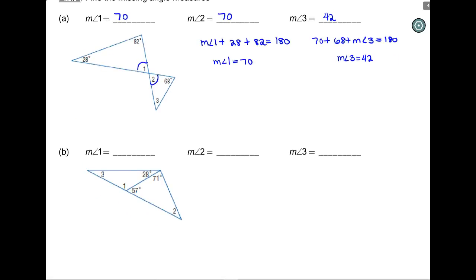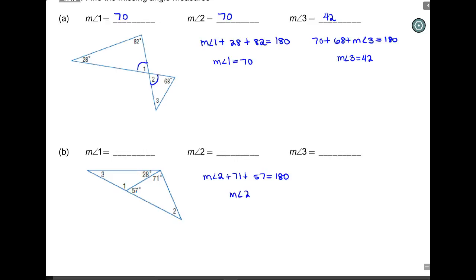All right. Take a look at the next picture. Which triangle would we start with? The top left or bottom right? The bottom left. You can start with angle 1. Yeah, you could. Just do 180 minus that. That's fine. I'm just noticing that there's more than one way to find angle 3 in that case. So here I know angle 2 plus 71 plus 57.